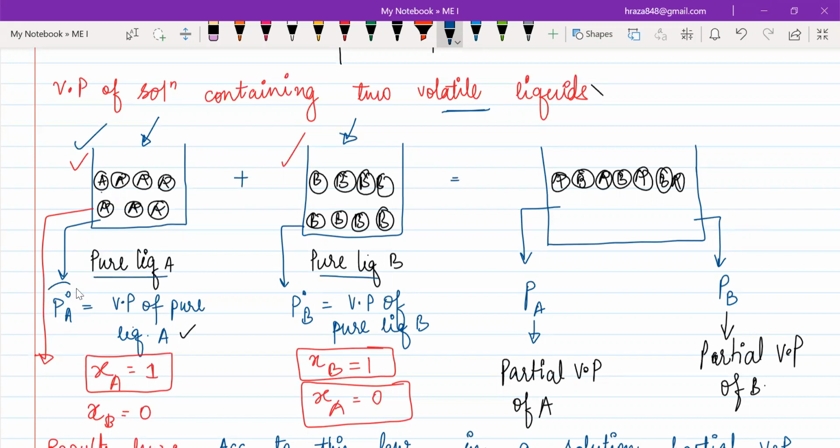When it is pure, we represent it by P naught A, vapor pressure of pure liquid A, and P naught B, vapor pressure of pure liquid B, and then they are mixed in a bigger container. Whenever more than one substance is present, we say partial vapor pressure. So it will be partial vapor pressure of A and partial vapor pressure of B. Here mole fraction of A will be equal to 1 because only A is present, and mole fraction of B will be 0 because there is no B. And here mole fraction of B will be 1 because only B is present, and mole fraction of A will be 0 because no A is present. Please do write it.